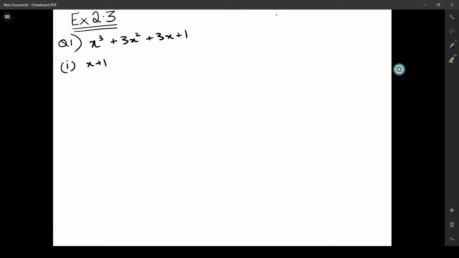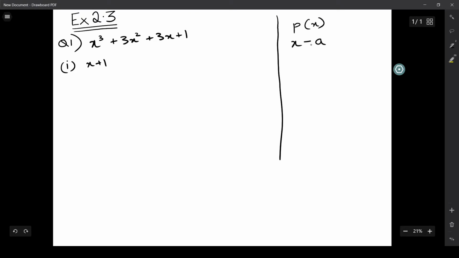Now this is just a simple application of the remainder theorem that we studied in this chapter, and I'll just recap what the remainder theorem is. According to the remainder theorem, any polynomial p of x when divided by the divisor x minus a will give me the remainder equal to that value of the polynomial at which the divisor is equal to 0. Which means here if I make x minus a is equal to 0, giving me x equal to a, replacing this value in the polynomial will give me the remainder.